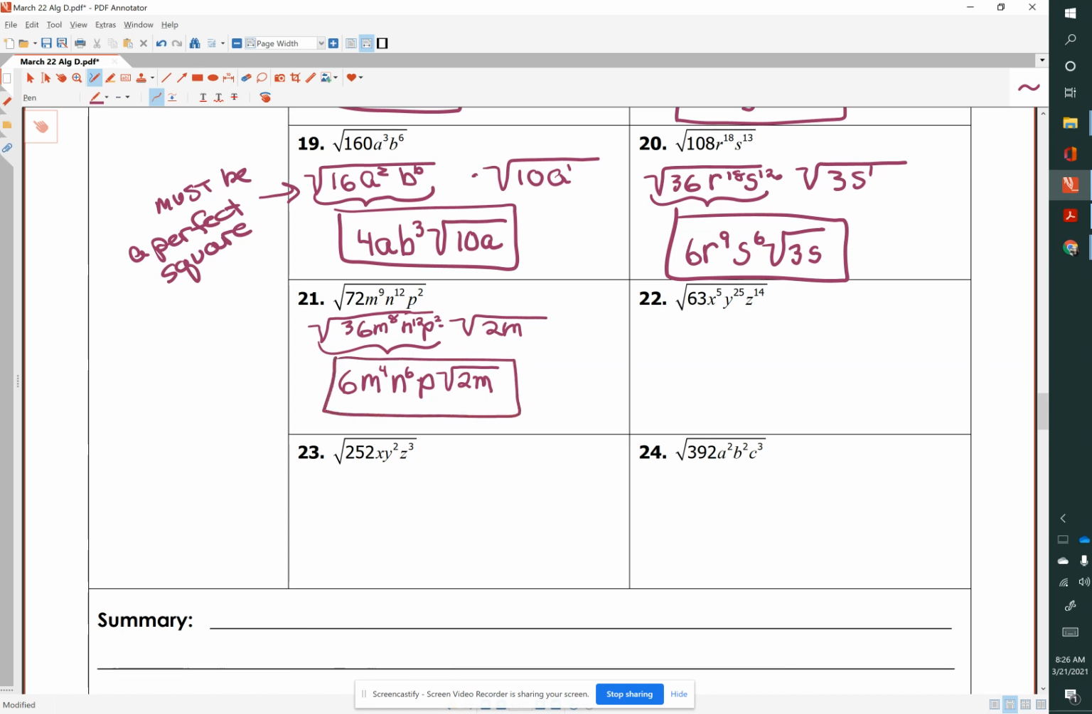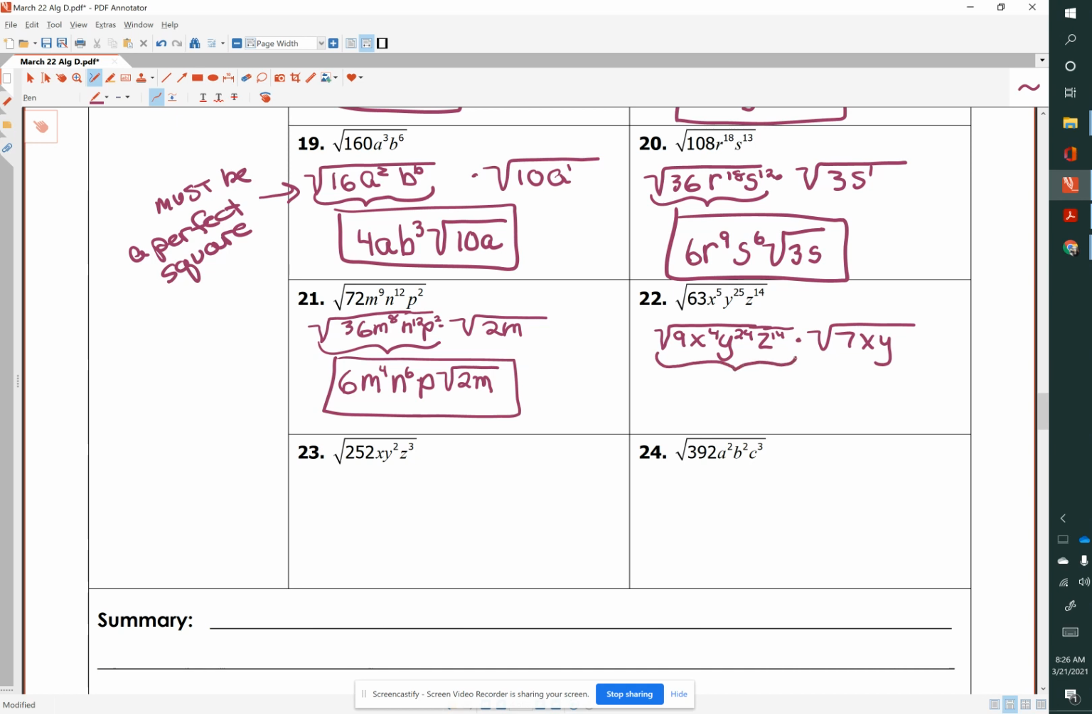And then on number 22, 63 can be thought of as 9 times 7, square root of 9. I think we're going to need a lot of room for this one. So x, 5 minus 1 is 4. Put an x on the right side. Y, 25 minus 1 is 24. Put a y on the right side. Then we have our z, 14, can stay right there.